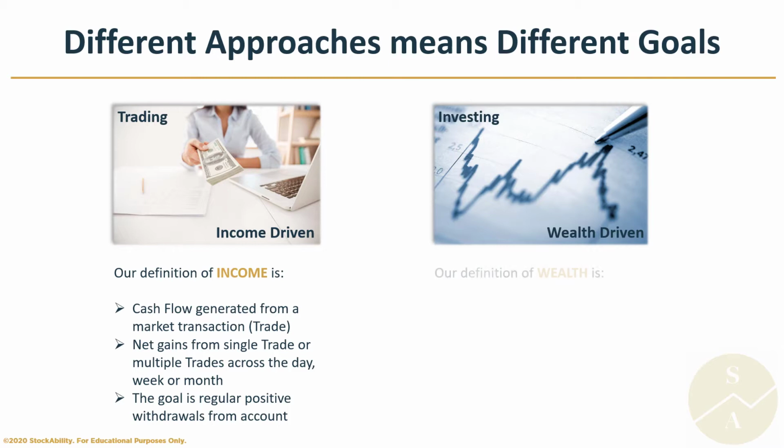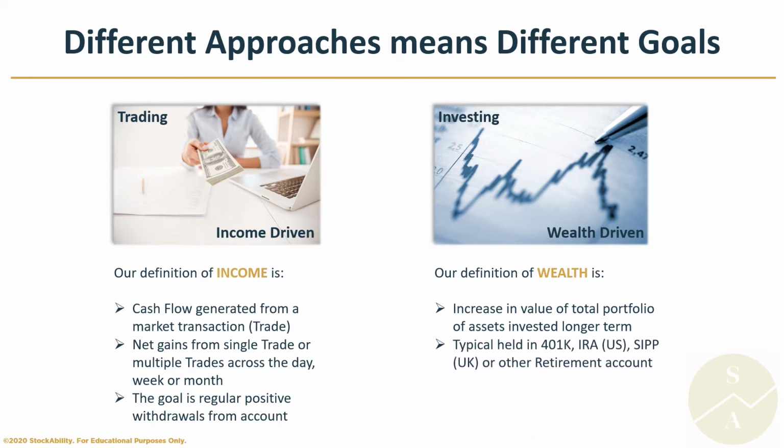So if trading's more income driven, investing itself is more wealth driven. And when we talk about wealth, our definition of wealth at StockAbility is increasing the value of a total portfolio of assets invested over the longer term. This could be money that's typically held in some kind of retirement account, so maybe a 401k, an IRA, a SIP (the self-invested pension plan) if you're in the UK, or any other kind of retirement account that you could think of. This is money that's being put away, and a lot of people are actually contributing to this. So the goal is contribution and growth for future security, basically.